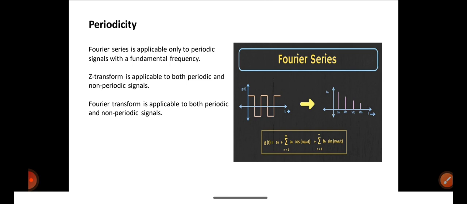Periodicity. Fourier series is applicable only to periodic signals with fundamental frequencies. Z transform is applicable to both periodic and non-periodic signals. Fourier transform is applicable to both periodic and non-periodic signals.